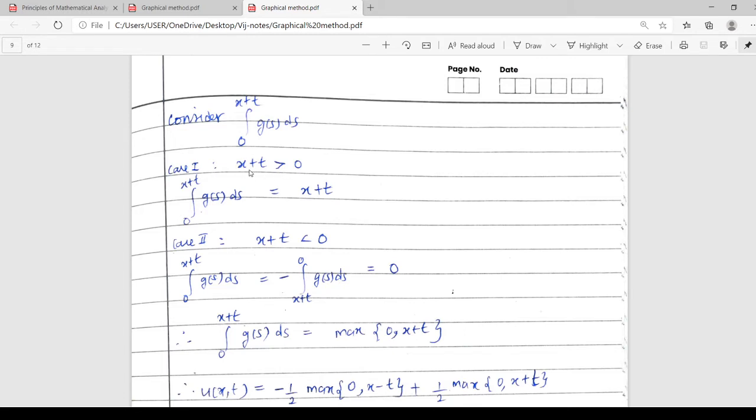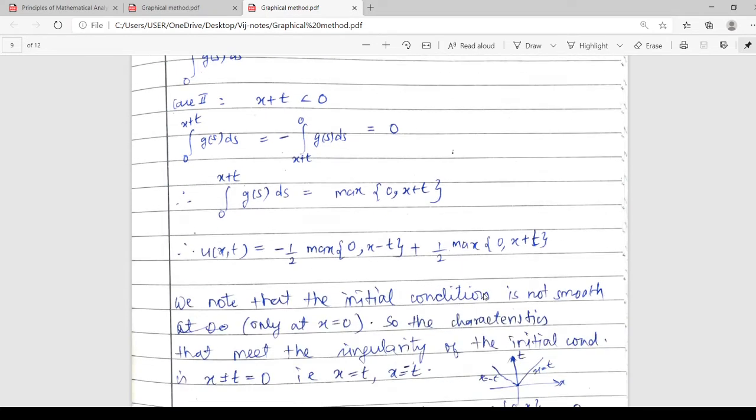So if x plus t is positive, g of s takes the value 1, so when you integrate, you will get x plus t. If x plus t is negative, it will take the value 0. So again, the integral of this is the maximum of x plus t and 0. Among 0 and x plus t, whichever is bigger, that value will be the value of this integral.